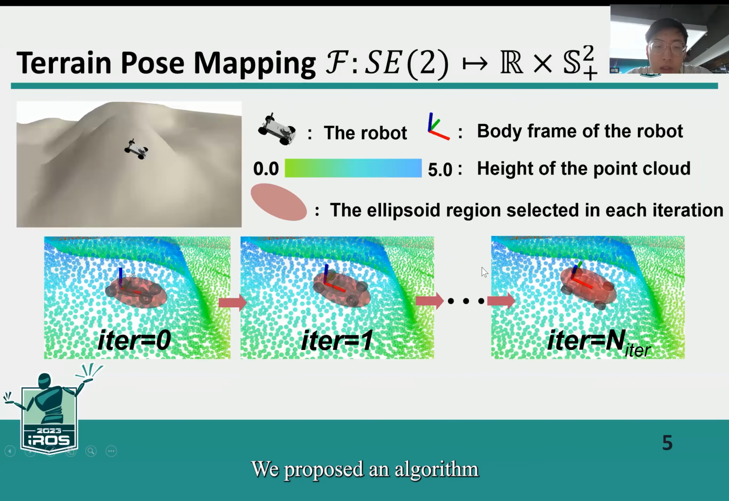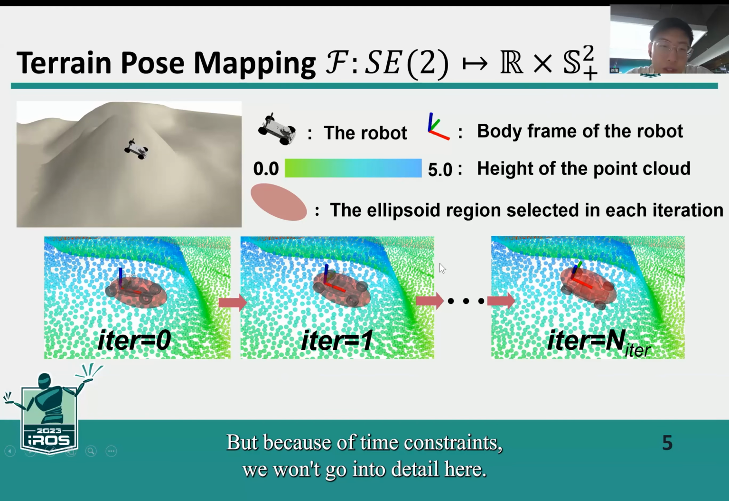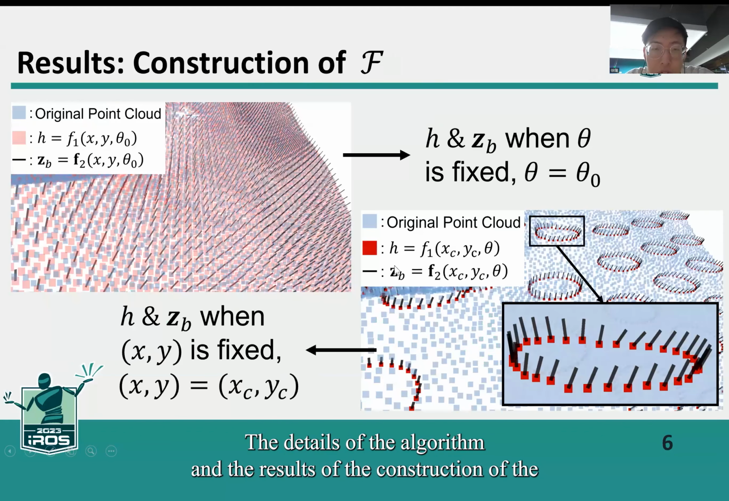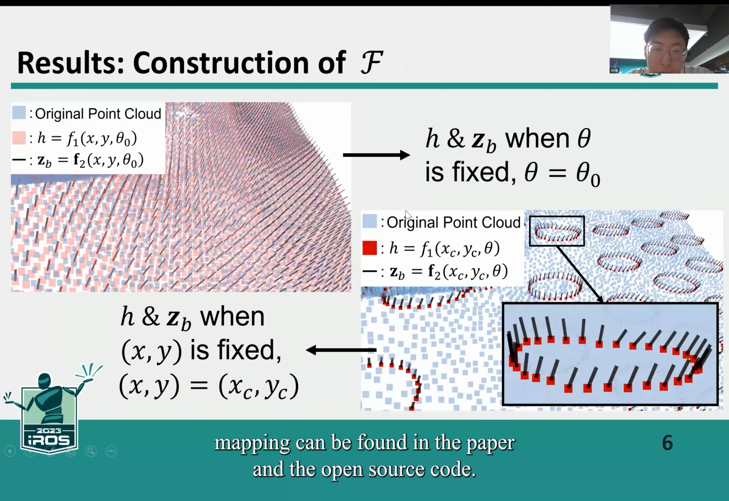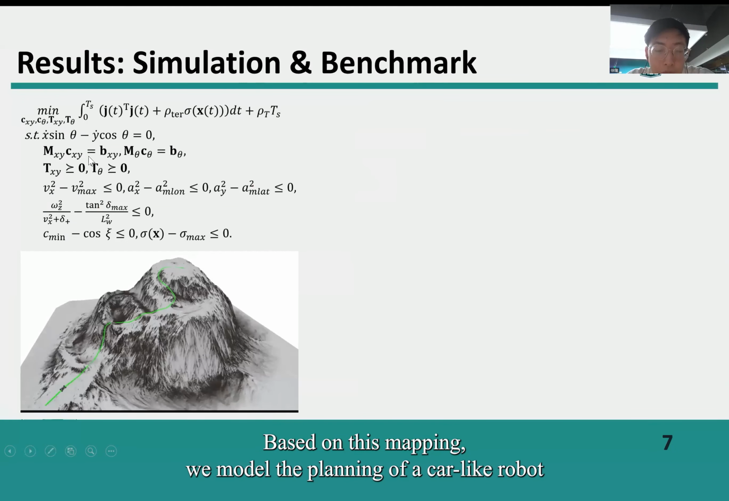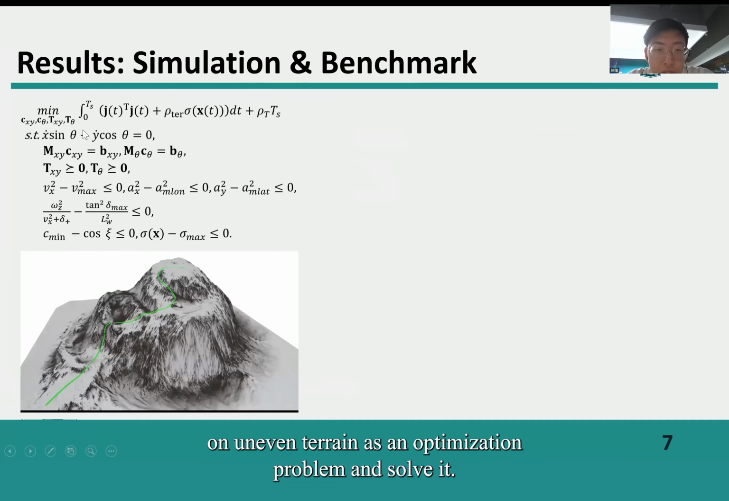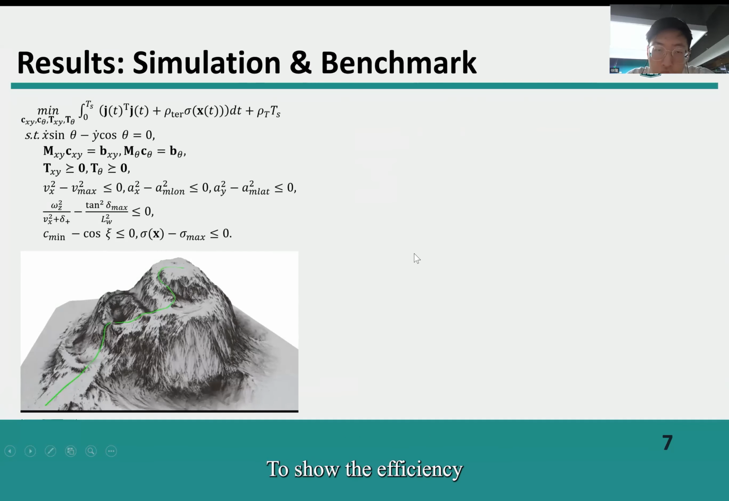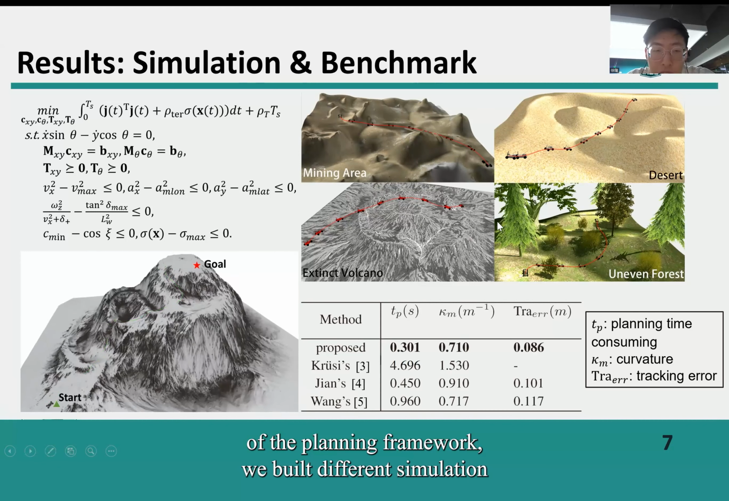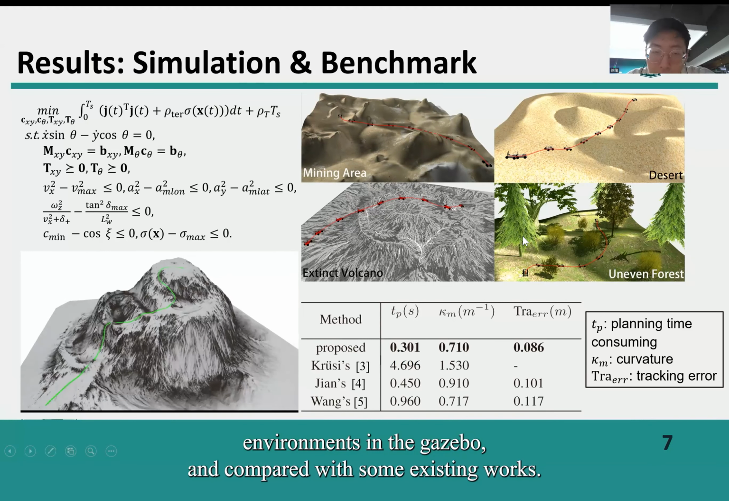We proposed an algorithm to construct this mapping approximately, but because of time constraints, we won't go into detail here. The details of the algorithm and the results of the construction of the mapping can be found in the paper and the open source code. Based on this mapping, we model the planning of a car-like robot on uneven terrain as an optimization problem and solve it.